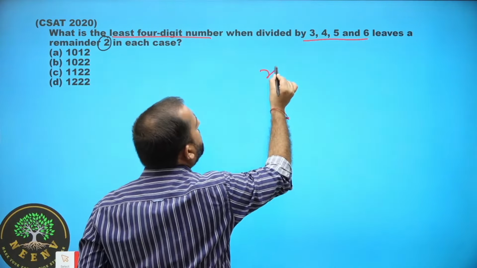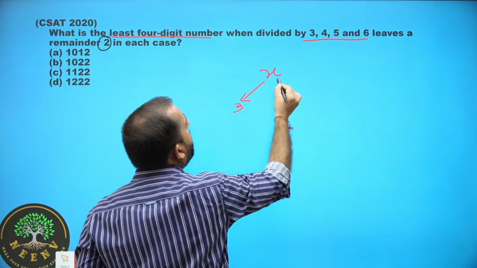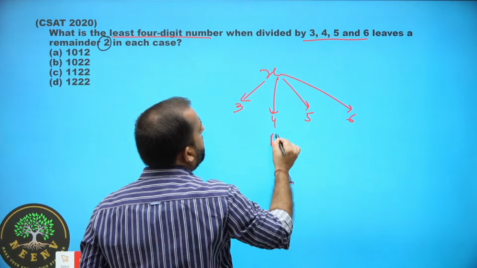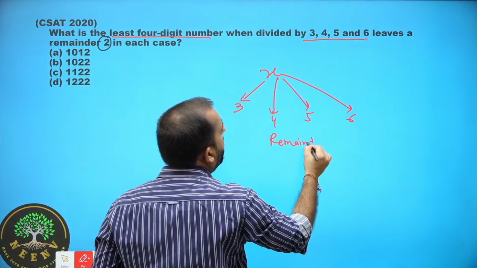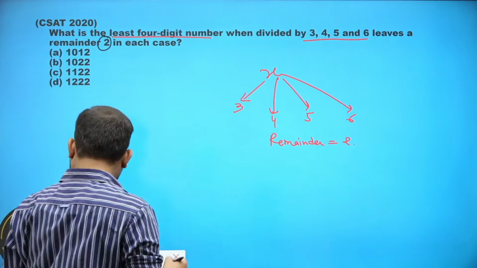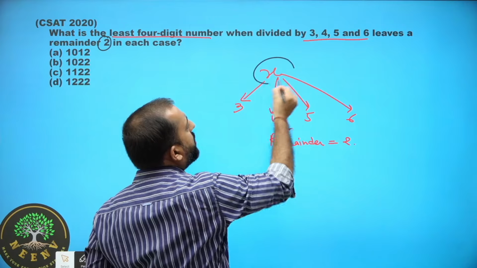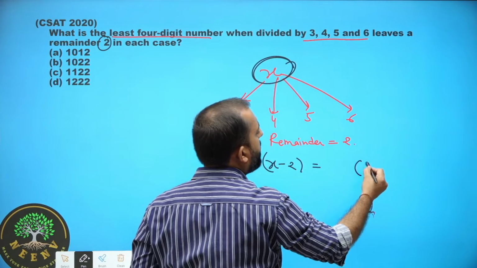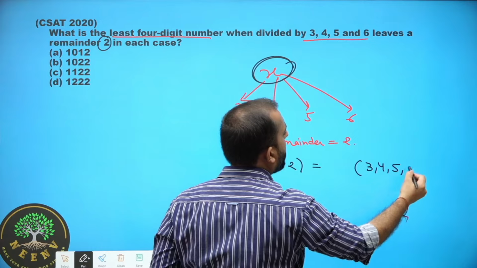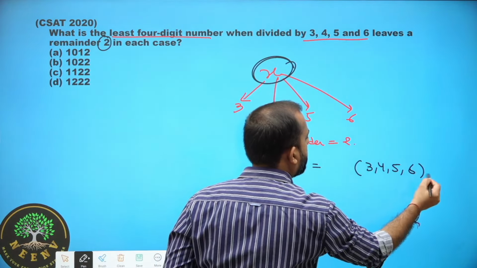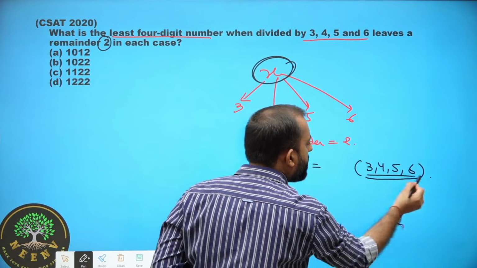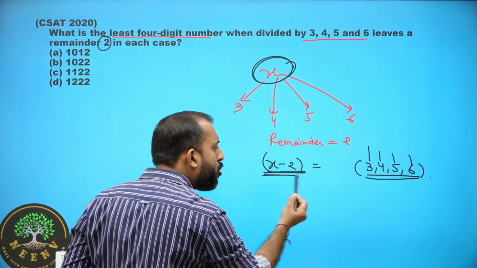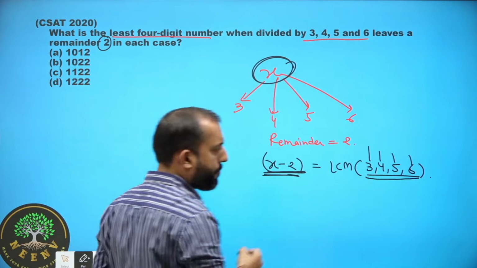So let's say x is a number which when divided by 3, by 4, by 5 and by 6 is leaving a remainder 2 in each case. It means if we subtract 2 from this number, then the result should be divisible by 3 as well as by 4 as well as by 5 as well as by 6. So this number should be the LCM of all of these.